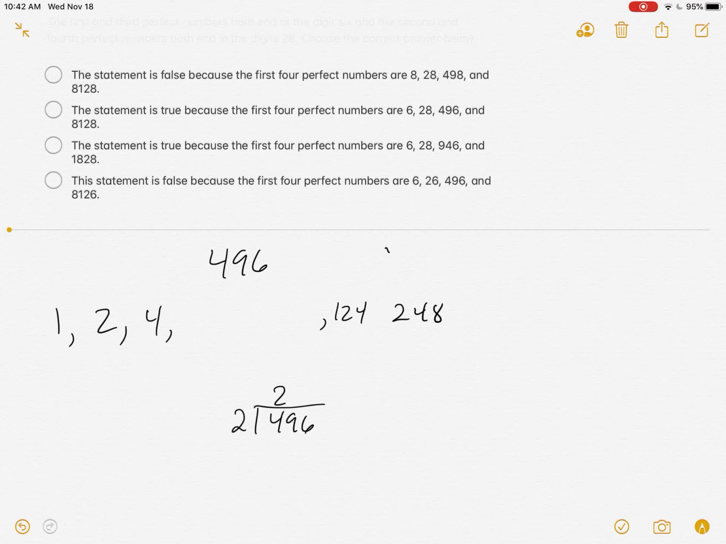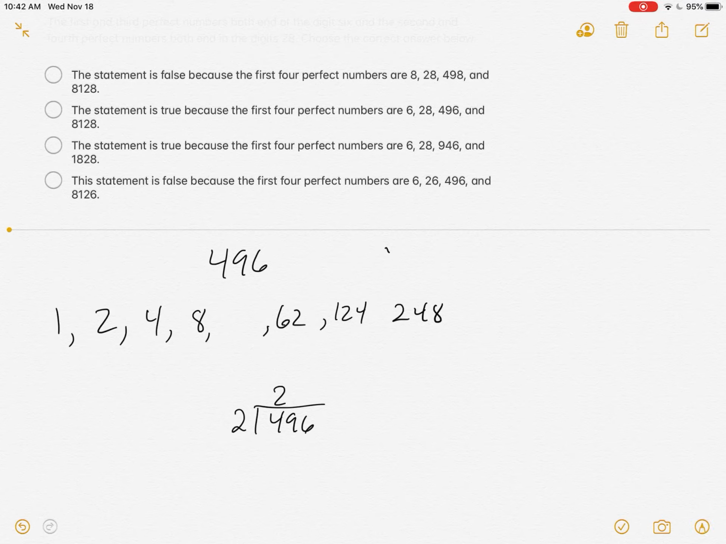We know 5 doesn't go in there. 6 can't because 3 didn't. We've got to try 7, but we know 7 won't, because 7 will go in evenly to 49, have a remainder of 0, and won't go into 6. 8 into 496 will go. And the reason why we know that is because division by 4 was even. So 8 and 62. Okay, so we're getting closer.